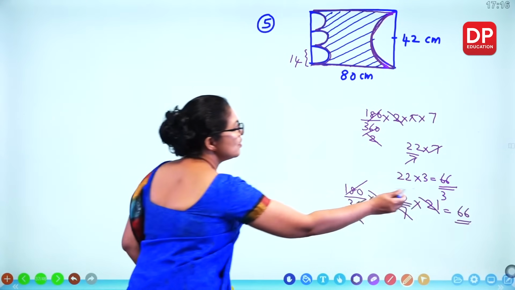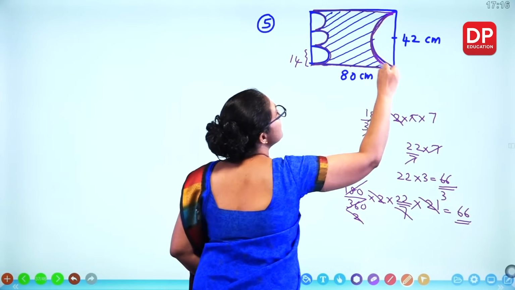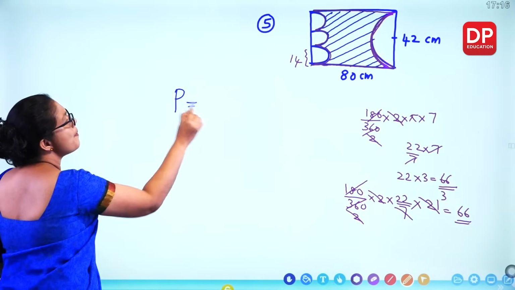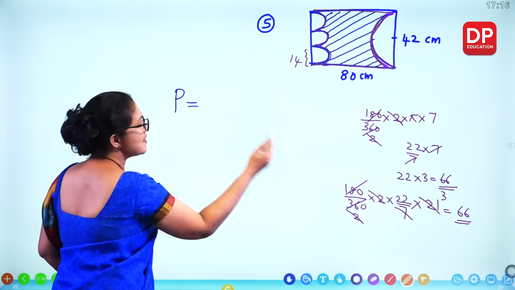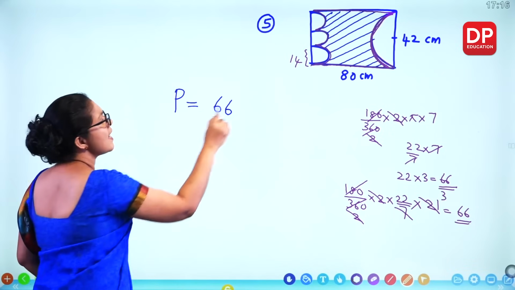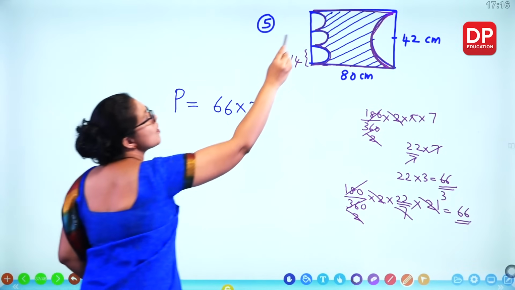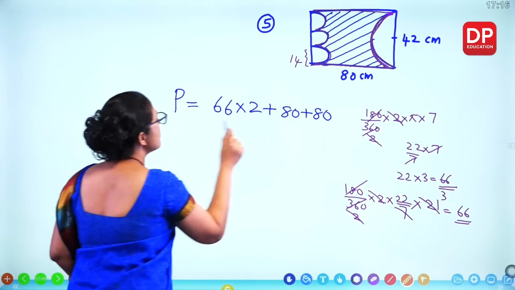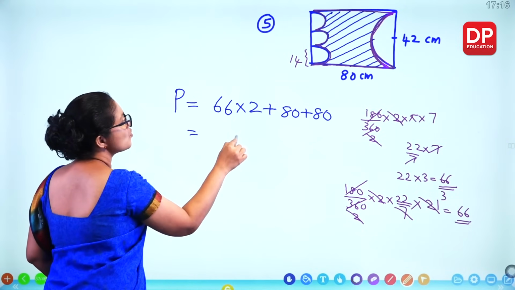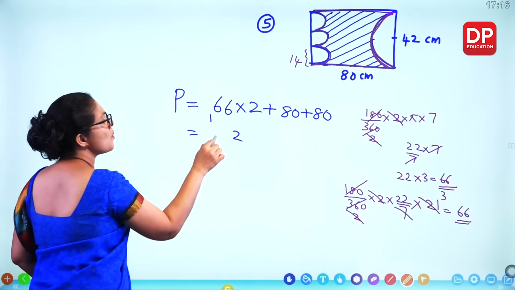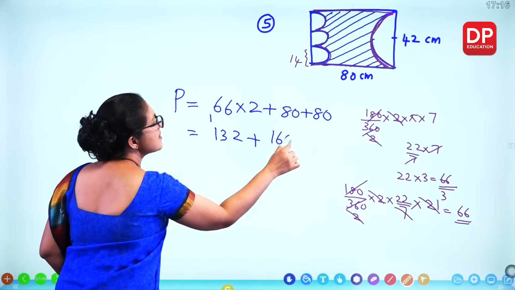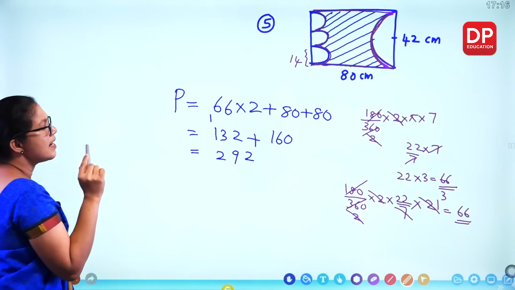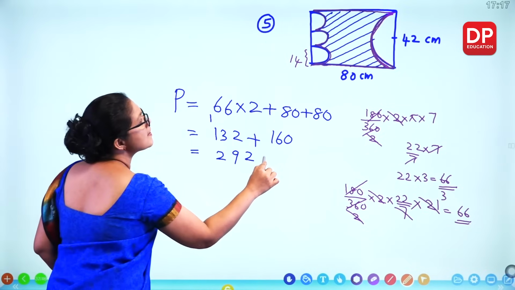So here you can do, now we found out this arc length is 66. So what's the perimeter of this shaded region? So you can find out perimeter is equal to, we found out 66 is the arc length of one side, you can multiply by 2 because same arc length you are getting, plus 80 plus 80. So when you simplify, what you get? 2 times 6 is 12, 1 remaining, 2 times 6, 12 plus 1, 13 plus 160. So when you add these together, you get 292. What's the unit?